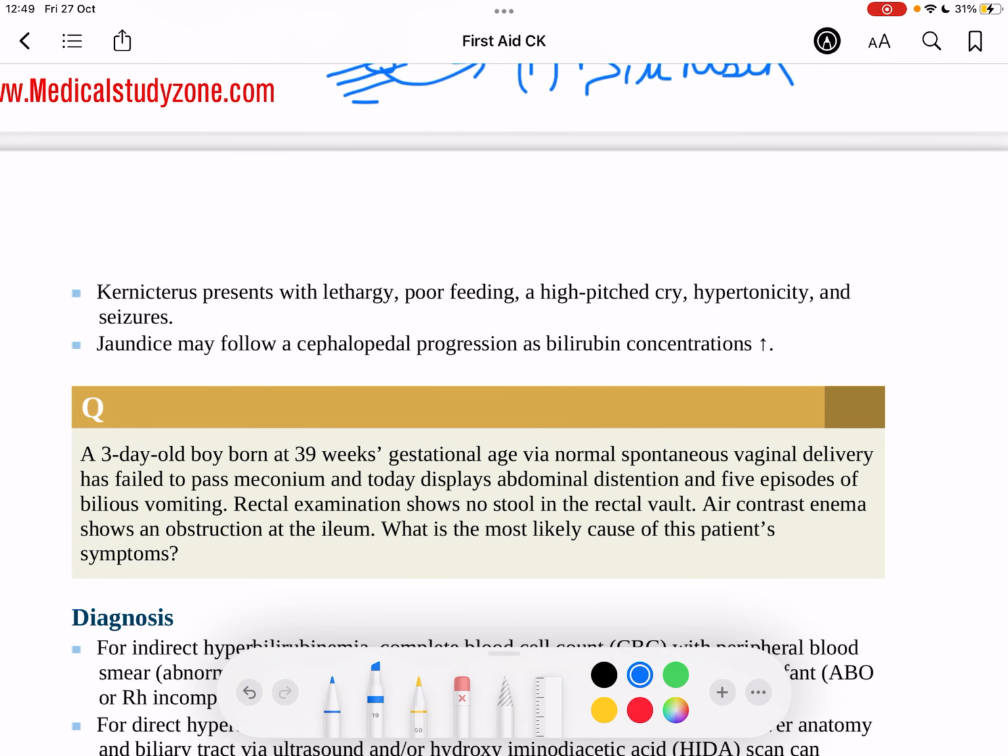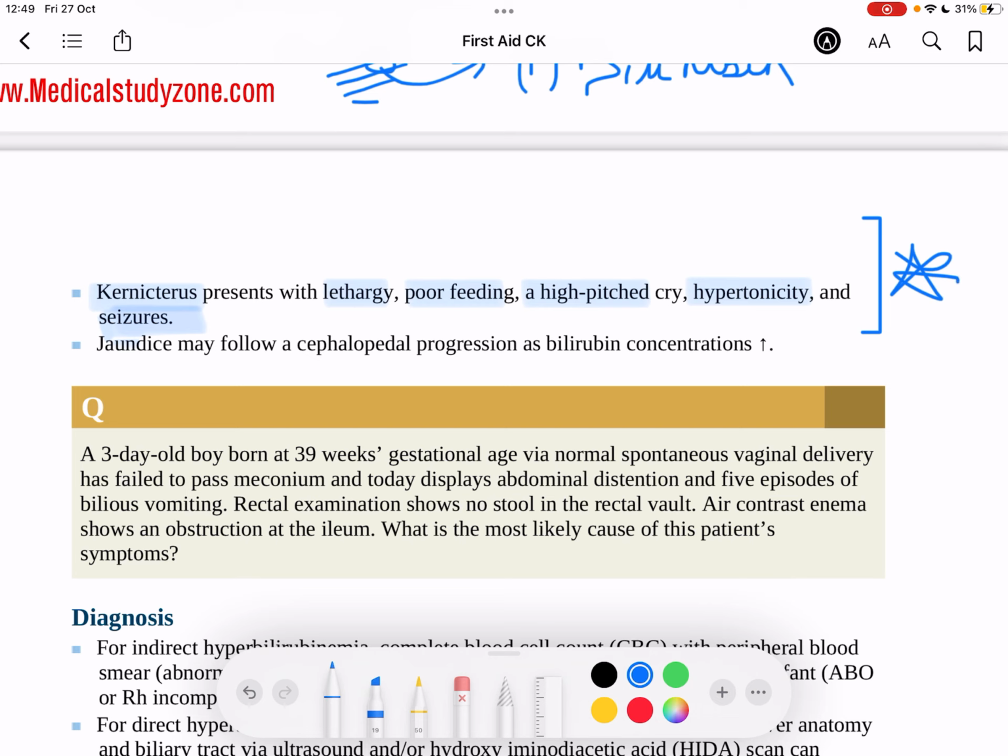Always keep your eyes out for kernicterus, okay? Some of the signs of kernicterus will be lethargy, poor feeding, high-pitched cry, hypertonicity, and seizures. If you see any baby with jaundice, and you see these signs, this is a huge alarm bell, do not miss it.